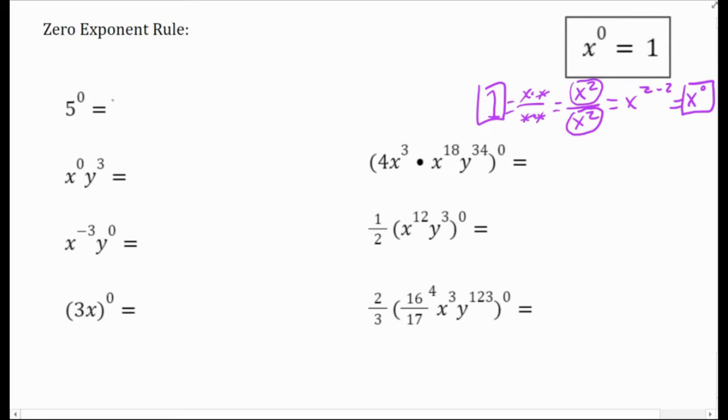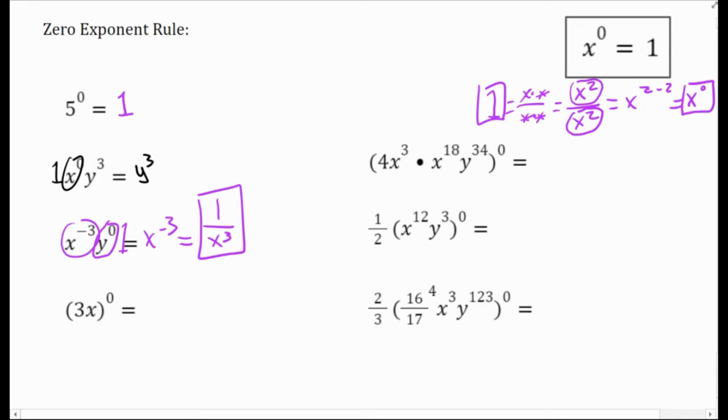When we have 5 to the power of 0, well, anything to the power of 0 is just 1. Then the next one here, we have x to the power of 0. So this part here is equal to 1. And then we're multiplying 1 times y to the power of 3. So we're just left with y to the power of 3. Then this y to the power of 0 becomes 1. And we're multiplying that by x to the power of negative 3. Can't have a negative exponent, so we throw that into the denominator to get 1 over x to the power of 3.